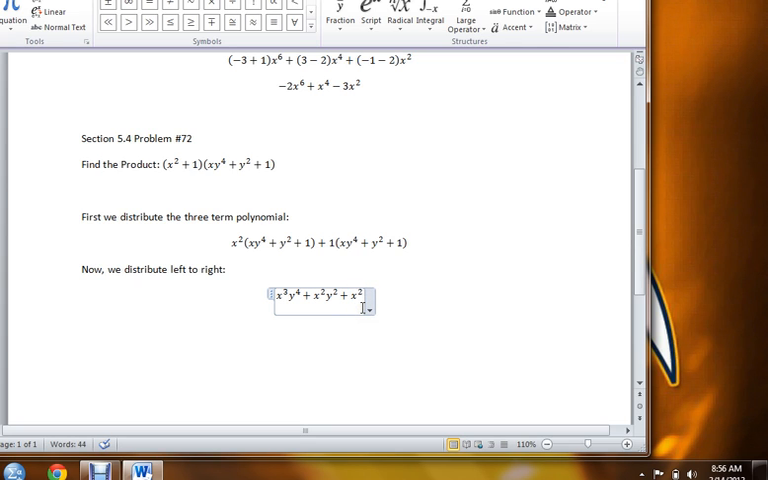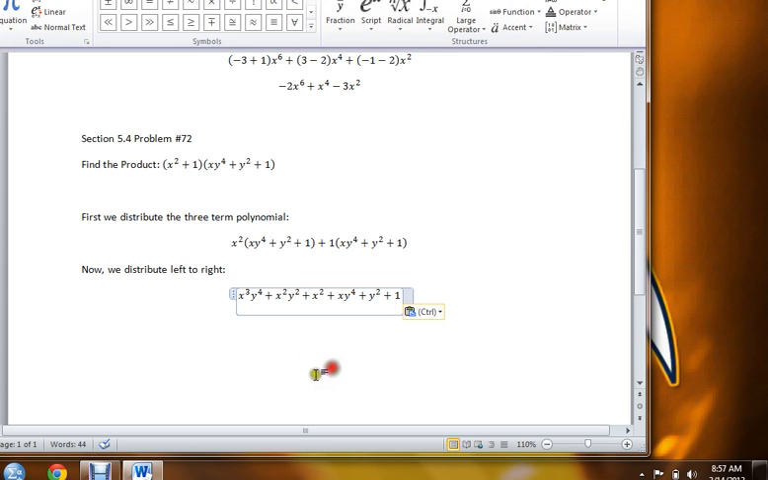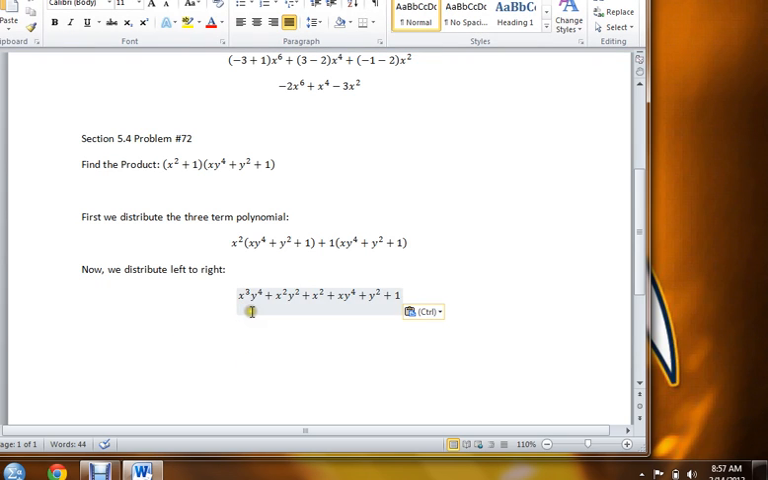And for the second part, we just have the inside of the parentheses, which is what I've been pasting in. It's xy to the fourth plus y squared plus 1. And if we look at this now, we don't see any like terms. There are no variable parts that are exactly the same. So there's nothing for us to combine together, and therefore we're actually done. We're fully simplified at this point.